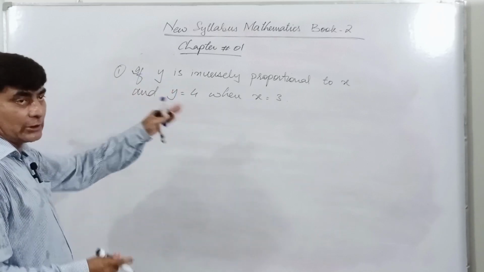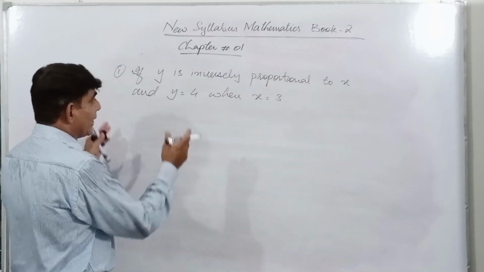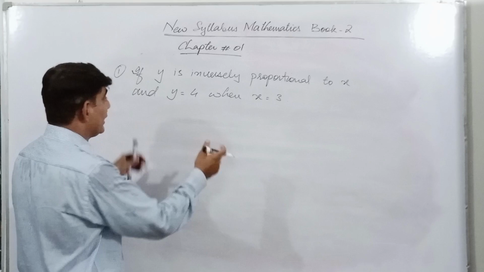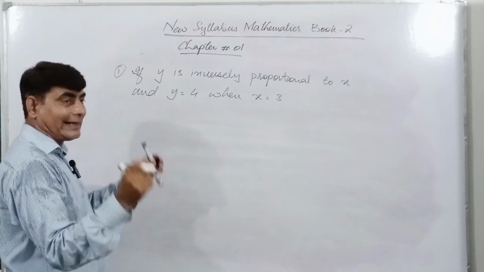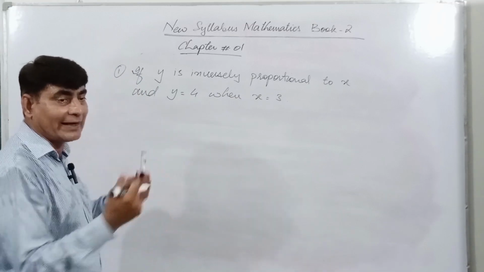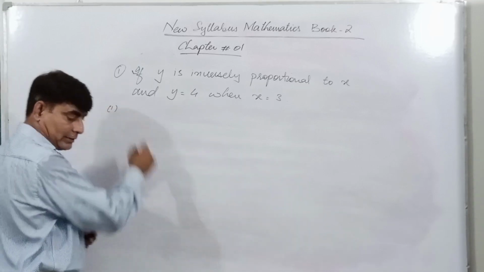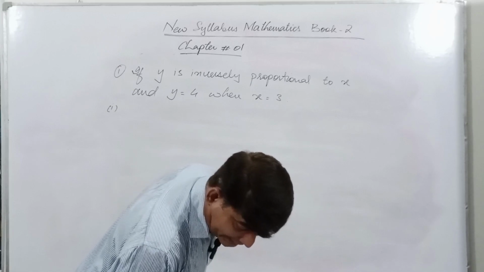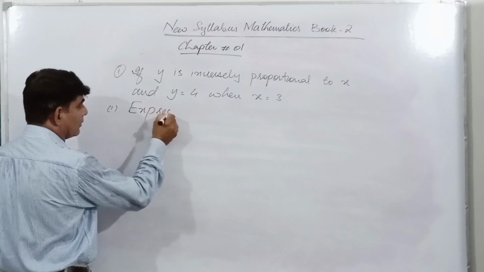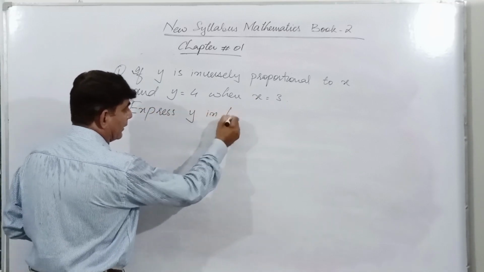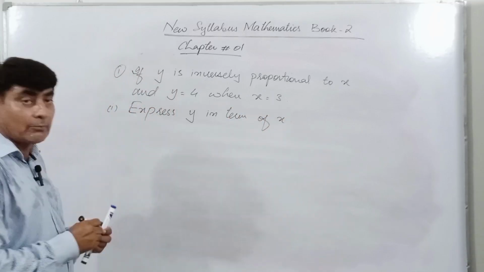If y is inversely proportional to x, now there is a relation between y and x. These two are connected by inverse proportionality, and y depends on x, and y equal to 4 when x equal to 3. One set of information is given just to find out the constant of proportionality. This is the first part. Express y in terms of x.